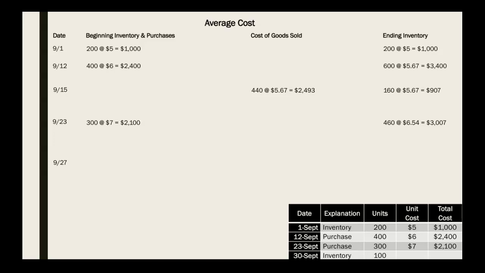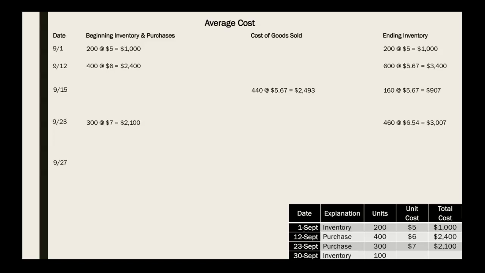Then we head over to our ending inventory. And just like we did back on the 12th, we have the same steps here. First, we need to add up the number of units that we have. We had 160 units. We just purchased 300. So 160 plus 300 gets us 460 units. So we write 460 at, and then we're going to leave some space. And we write an equal sign.